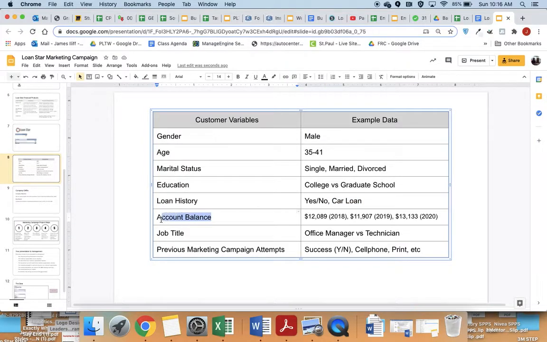You're going to see their account balance, and not only their current account balance, but you're going to see their account balance over time. So in 2018, you might see that they had $12,000. In 2019, you're going to see that it dropped a little bit. And then in 2020, you're going to see that it went up. And that's an example of what you might see. In job title, you're going to see what job they work. Are they an office manager? Are they a technician? Are they unemployed, etc.?